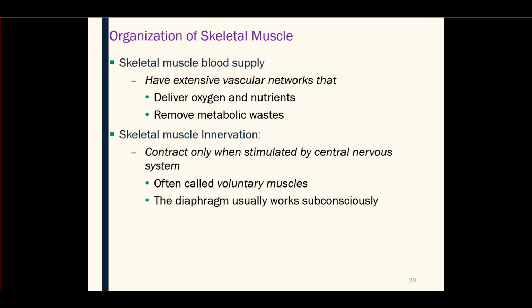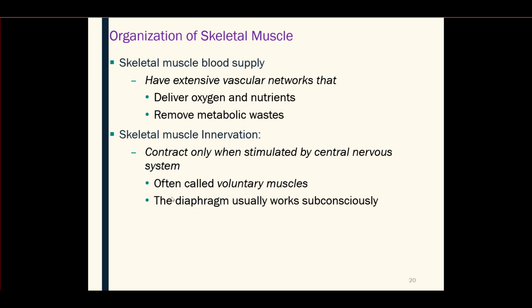And then finally, our skeletal muscle also has a good nerve supply. Right? Innervation, by the way, just means nerve supply. And the reason for that is this: our skeletal muscles will not contract unless they are told by the nervous system to contract. Right? So these contract only when stimulated by the central nervous system. If you want to jot down, the central nervous system basically means the brain and the spinal cord. Now, we often call skeletal muscles voluntary muscle because, again, if you want to contract it, your brain can tell the muscle to contract. If you don't want to contract it, your brain can tell your muscle not to contract, that type of thing.